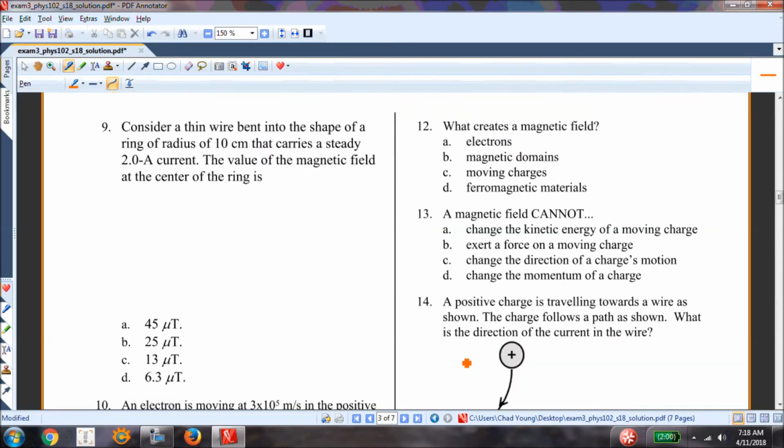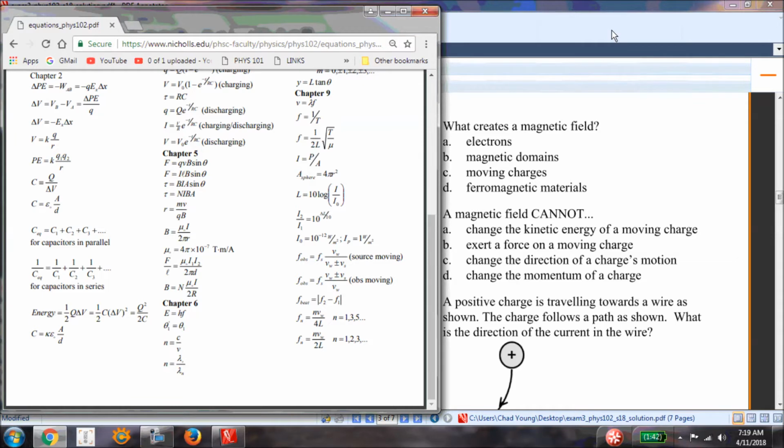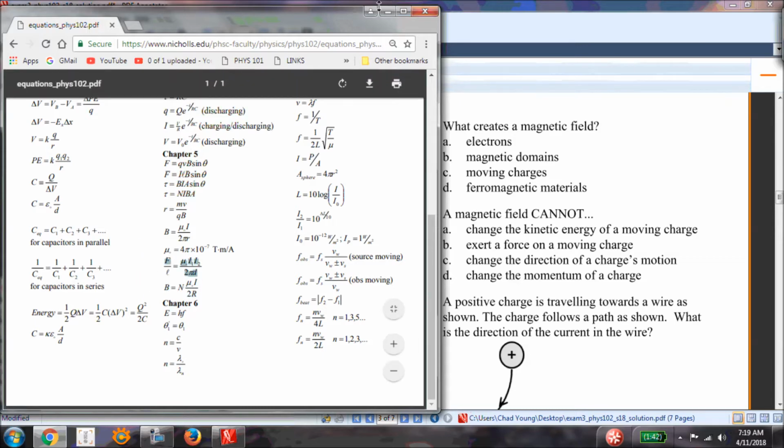All right. Consider a thin wire bent into the shape of a ring, carries a steady 2 amp current. The value of the magnetic field is what? Okay, so this is going to be our B is equal to, well, let's look at that equation sheet. I'll pause while I pull it up. The equation sheet has the magnetic field due to a coil of wire. That's going to be this B equal N mu naught I over 2R.